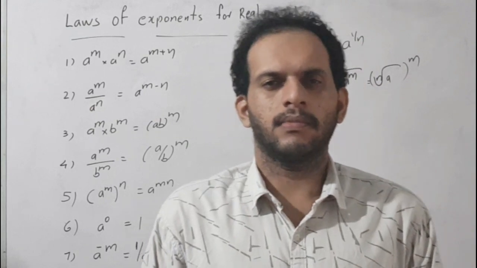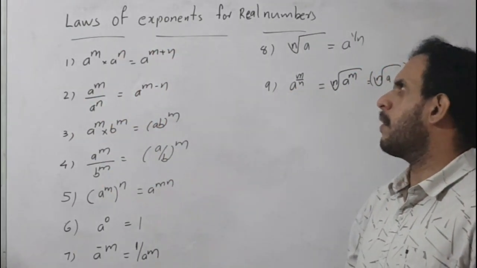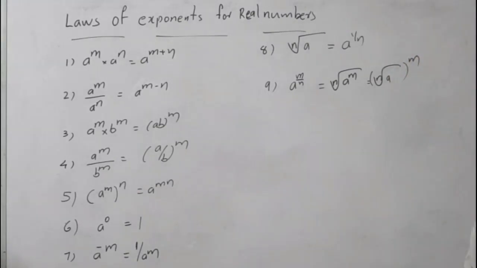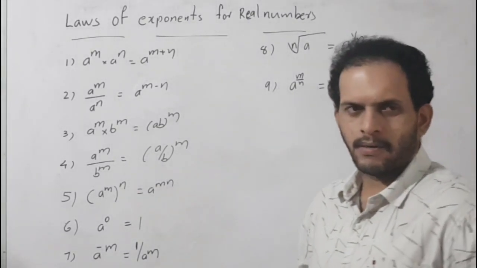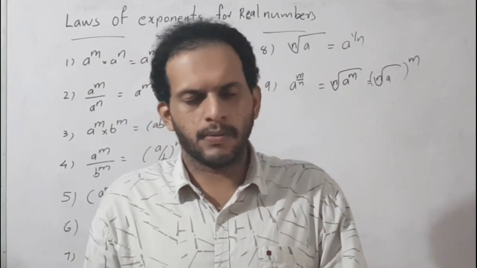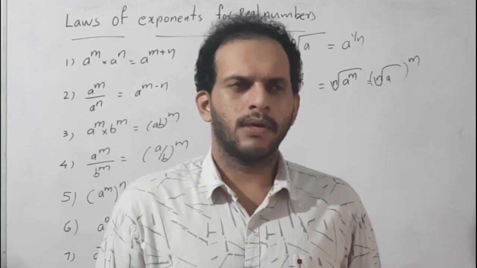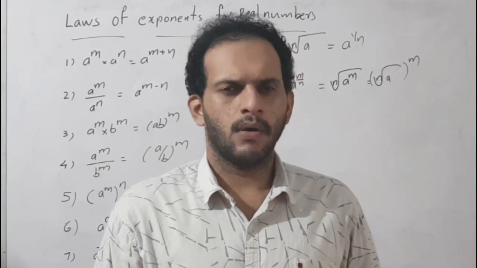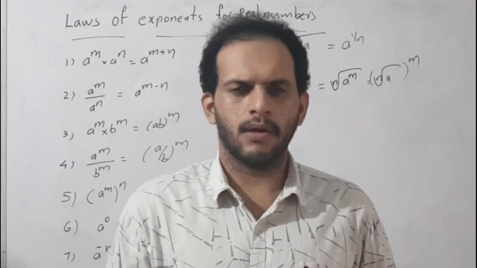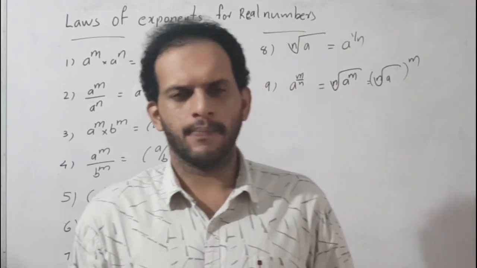Next we are discussing the last part of the chapter: laws of exponents for real numbers. The laws of exponents are not new. We already learned them in the lower sections also. Here we are discussing two more extra laws. That's the only difference.